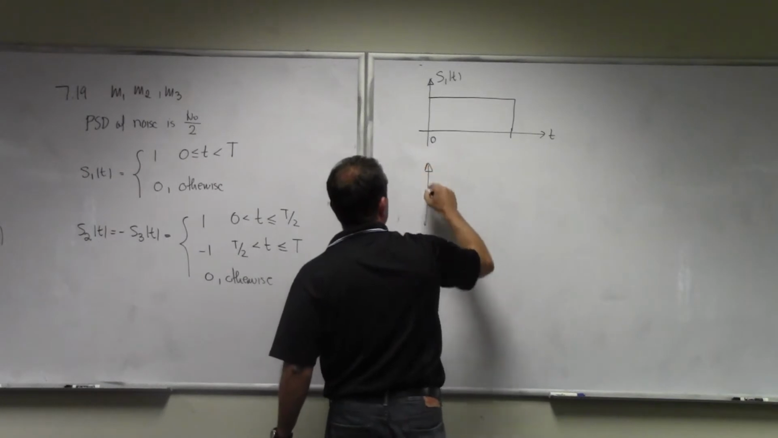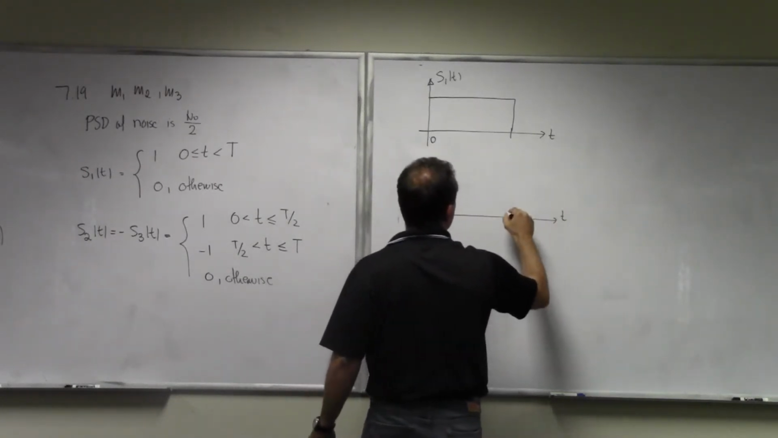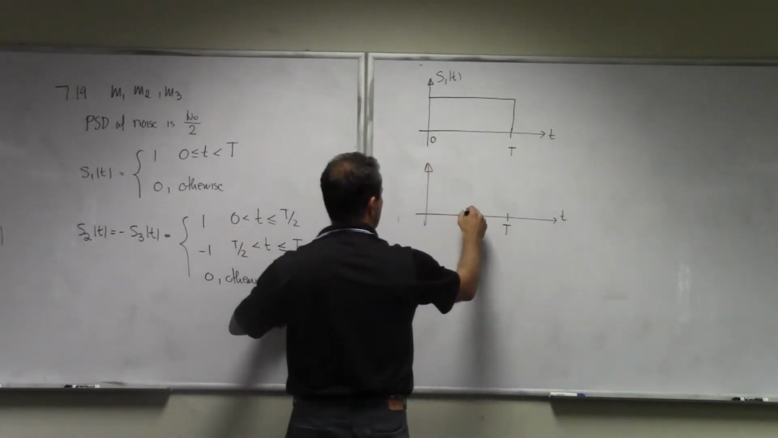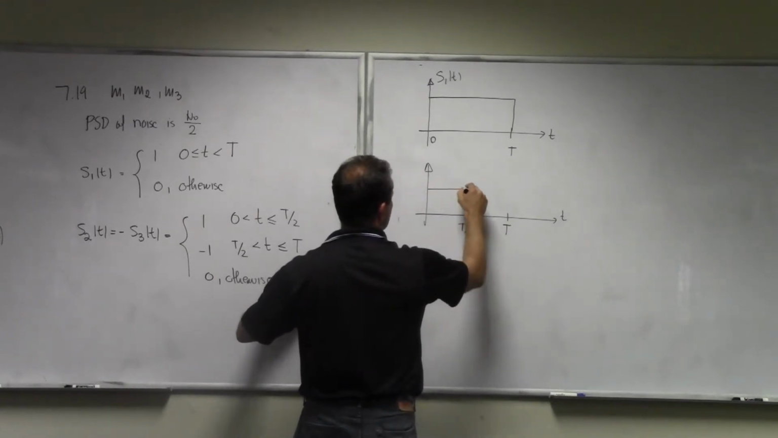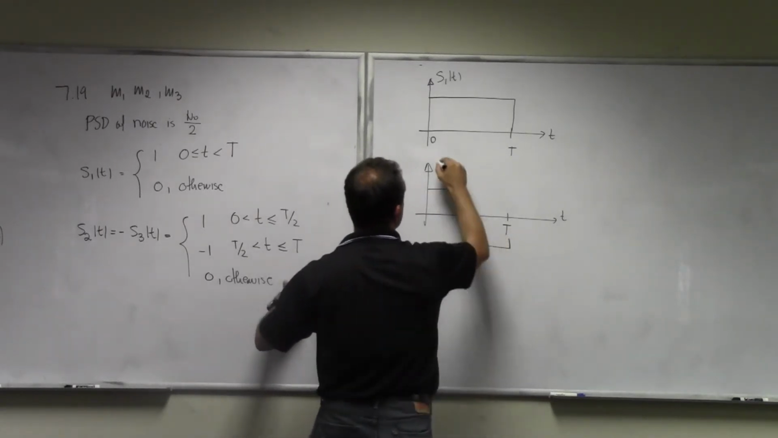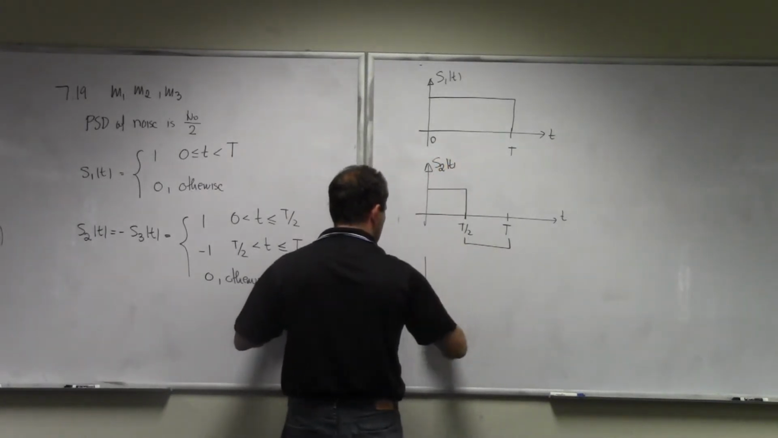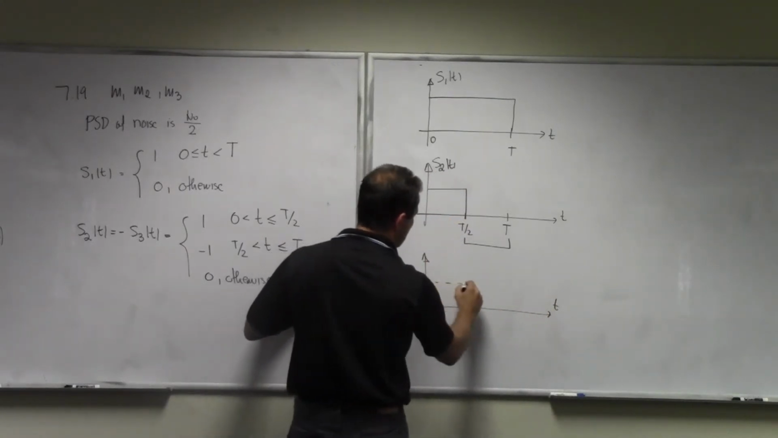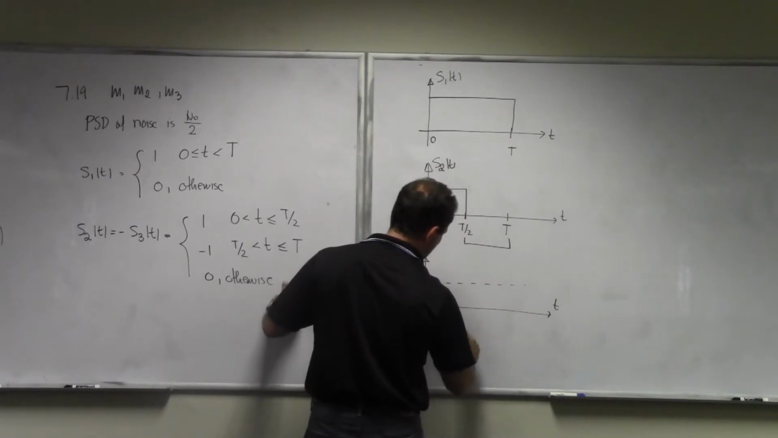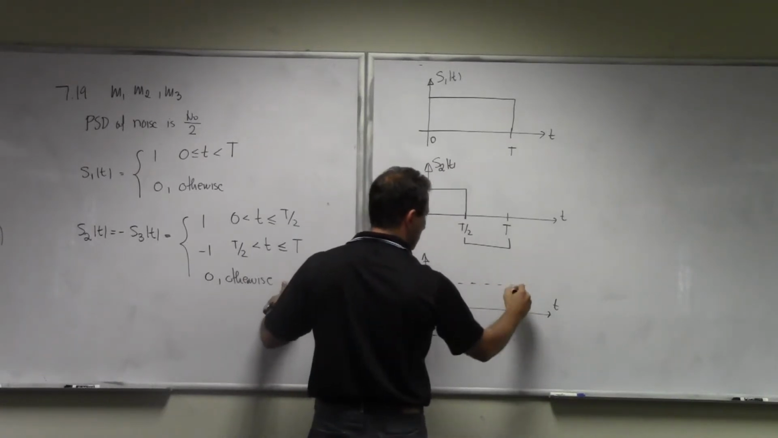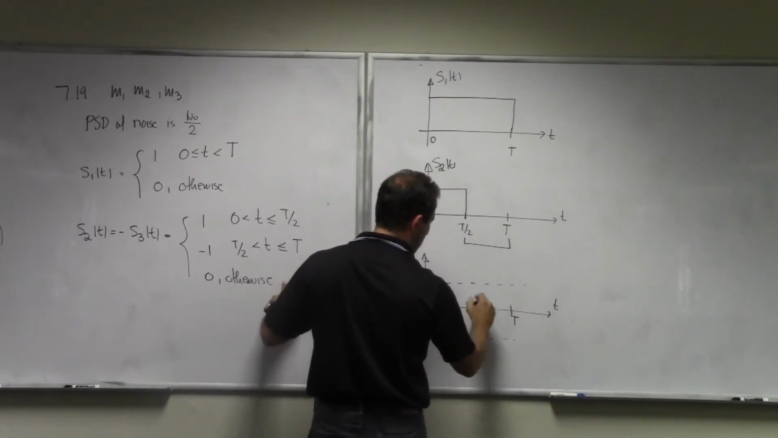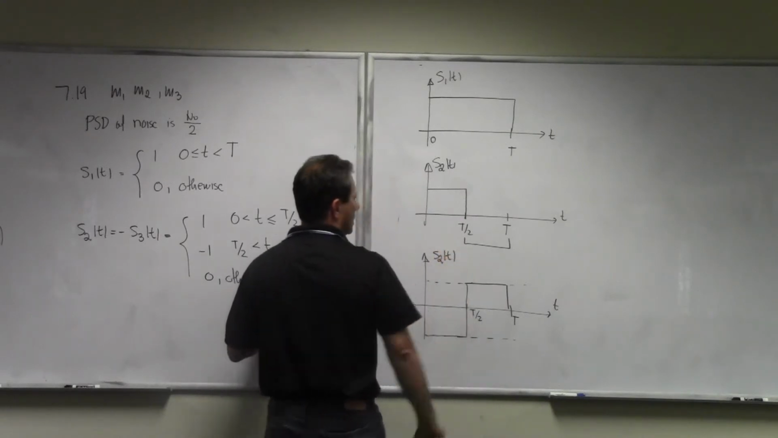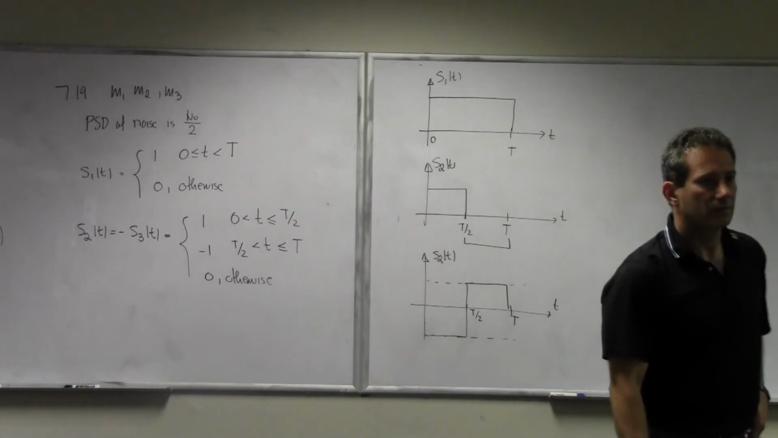S2 of t, this is T. S2 of t is 1 between 0 and T over 2, and minus 1 in here. So this is S2 of t. And then S3 of t is minus S2 of t. So again this is T, this is T over 2. So it's like this, S3 of t. The first question is, what is the dimensionality of this signal space?